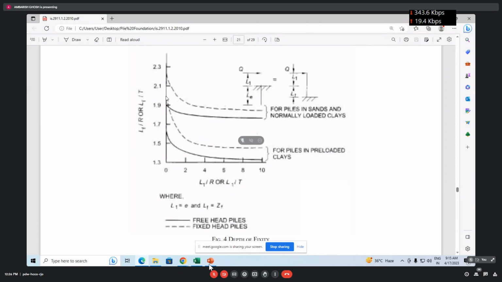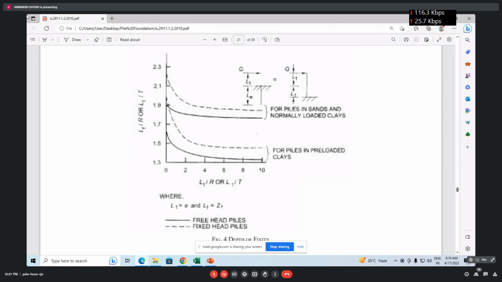Can you see the graph? 2.0. 2.0, correct. So now you can see it is very easy. You have got LF by R equal to 2.0 and you have the R value. So can you calculate the LF value? 2 into 2.612 something you have got. So you multiply it, and you will be getting 5.2 or 5.3, isn't it? Yes, sir. So depth of fixity you are getting is 5.2 or 5.3, whatever it is.